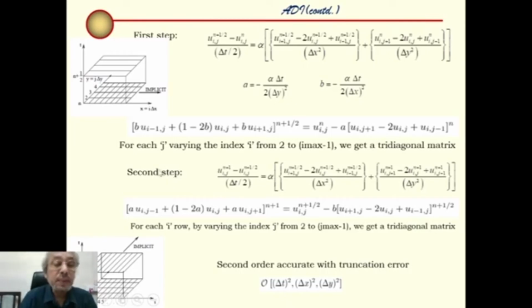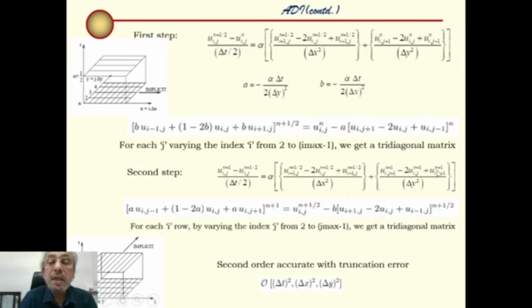And what will we do in the second step? In the second step, u_ij at n plus 1 is not known, but at n plus half all the values are known. Up to this we have progressed. Now we progress from n plus half to n plus 1. We apply the central differencing operator in x on the n plus half level, and at the n plus 1 level we apply the central difference operator in the y direction.